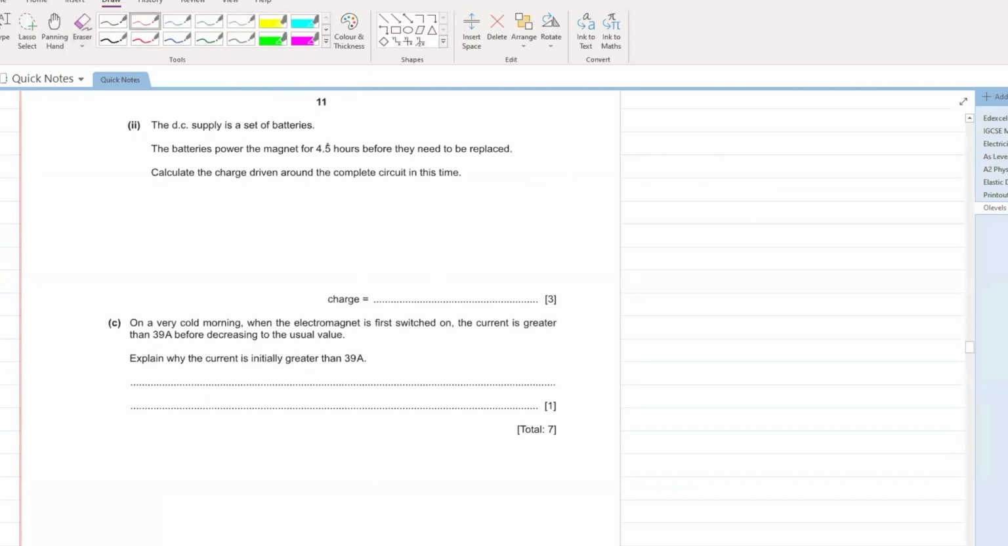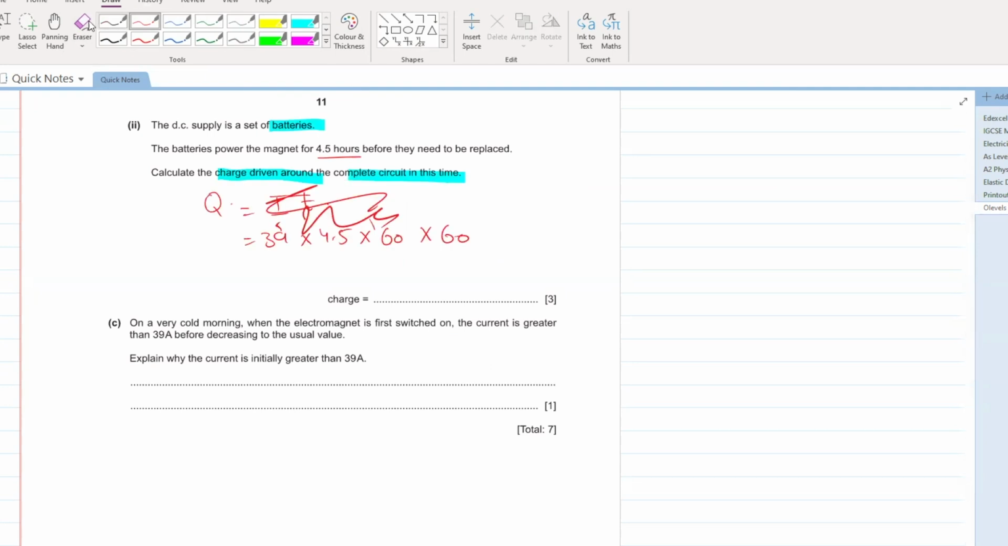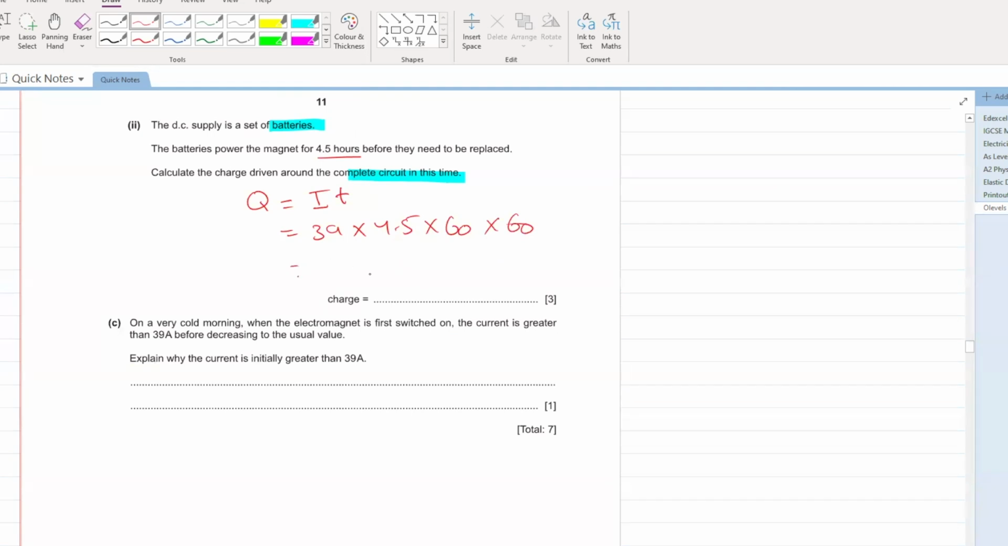The batteries power the magnet for 4.5 hours. You have to calculate the charge in the complete circuit. How will you calculate the charge? Q is equal to IT. The current is 39 multiplied by the time, that is 4.5 into 60 into 60. The answer comes out to be 631,800 coulombs, which can be written as 6.3 into 10 raised to the power of 5.